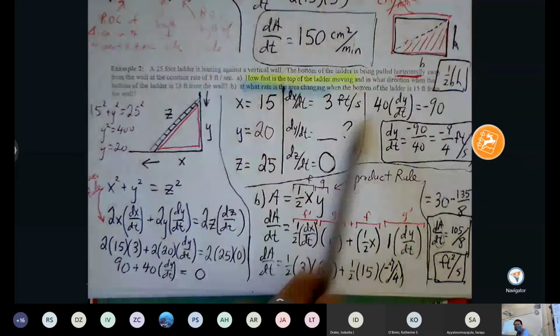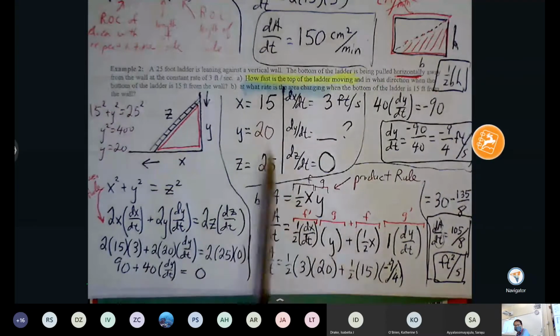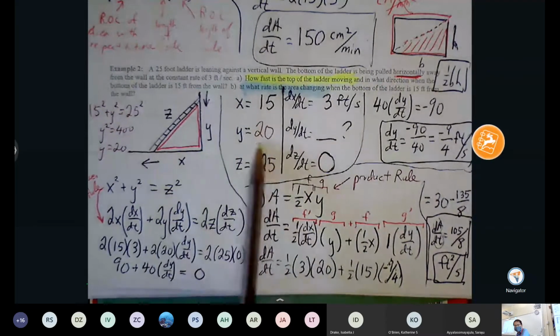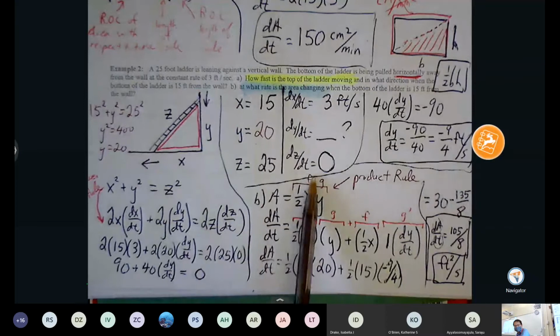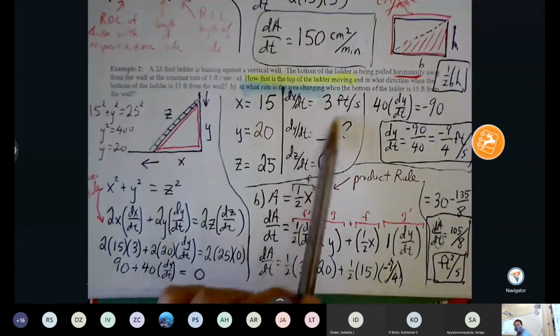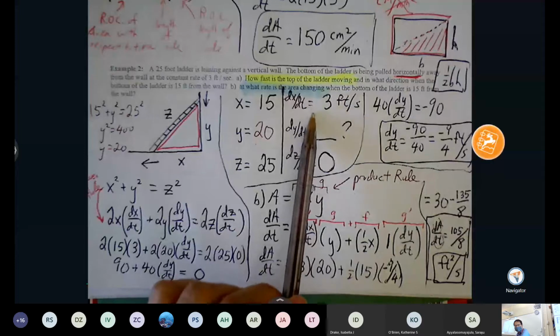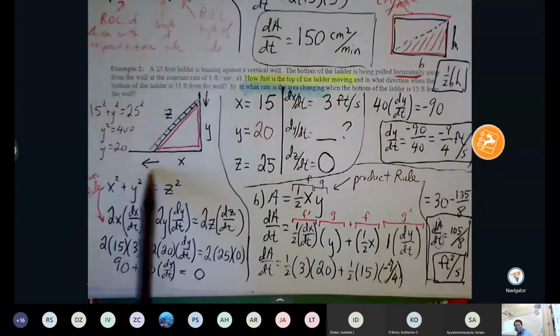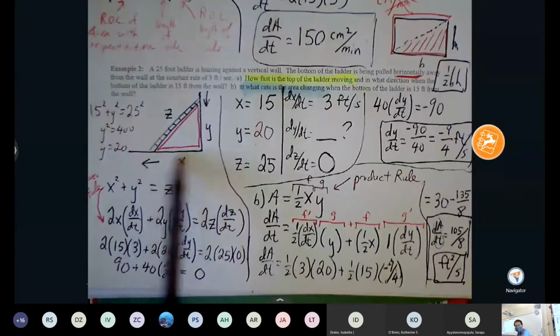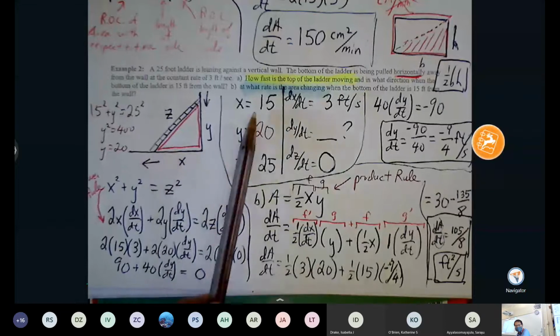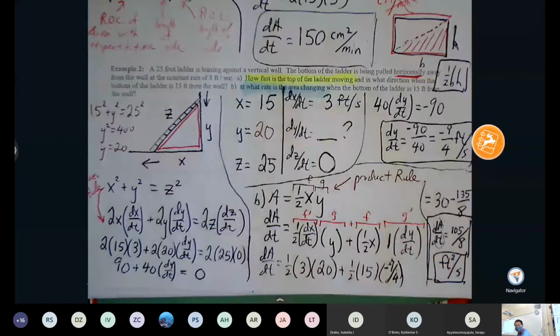We read the problem and we gathered information. We found some missing piece using Pythagorean theorem. We realized that the ladder is not changing over time, so we made that a 0. We know that the base is being dragged away from the wall. So even though it's moving left, we don't care about the direction. We want to know what's happening to that length. This length is getting longer over time, so we want that rate to be positive. So that's why it's positive 3 feet.